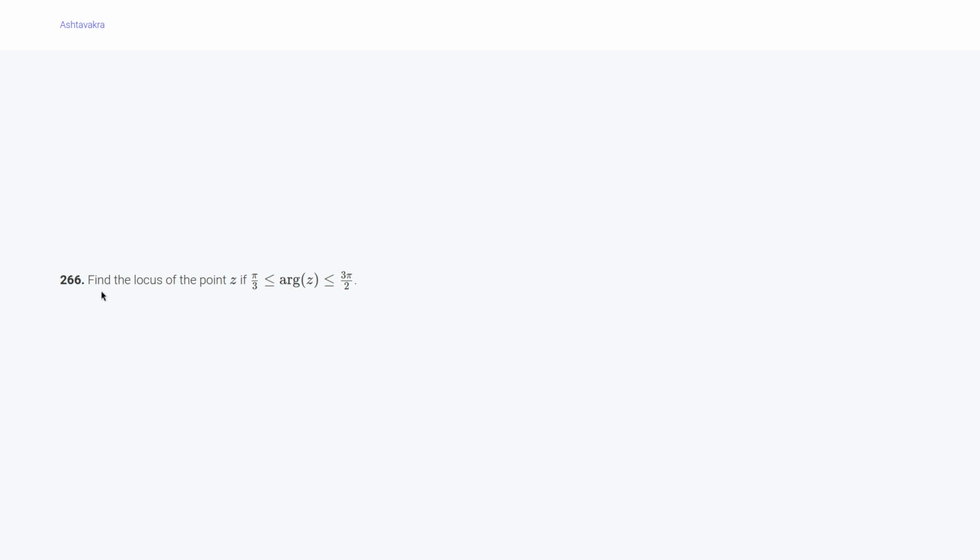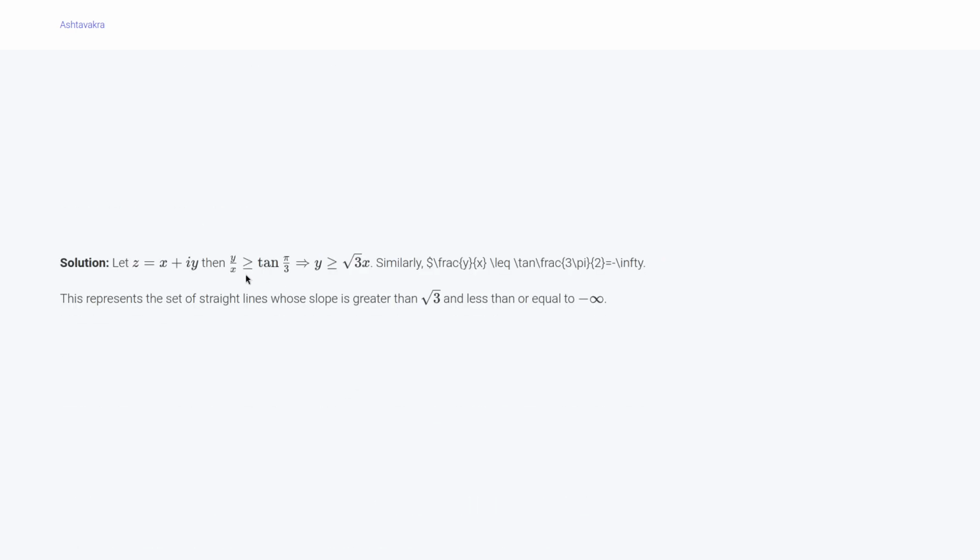Question 266 says find the locus of the point z if pi by 3 is less than or equal to argument z, which is less than or equal to 3 pi by 2. From the first condition we have y by x greater than tan pi by 3, that is y greater than square root of 3 x. Similarly, y by x will be less than or equal to tan 3 pi by 2, that is minus infinity. So this represents a set of straight lines whose slope is greater than square root of 3 and less than or equal to minus infinity.